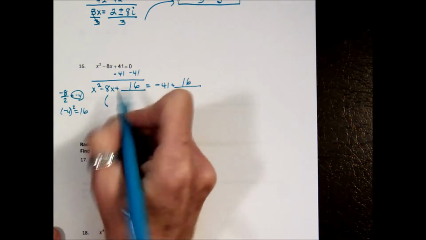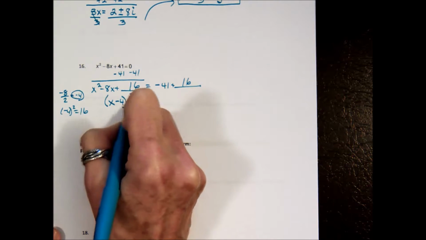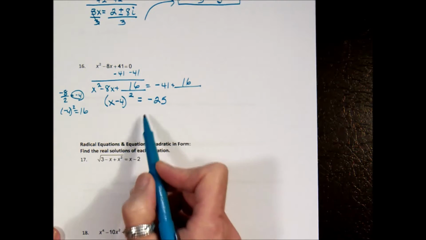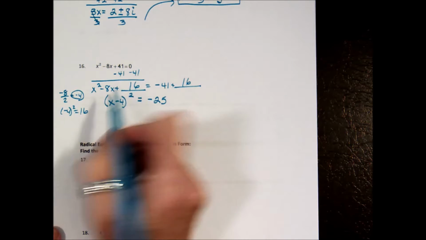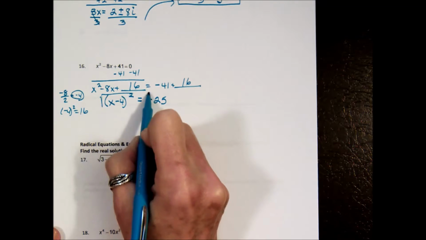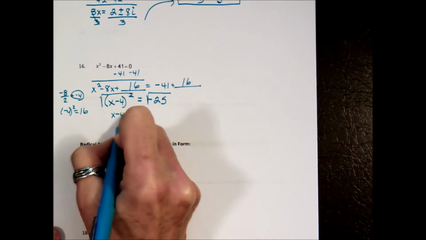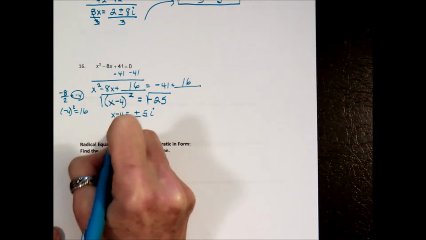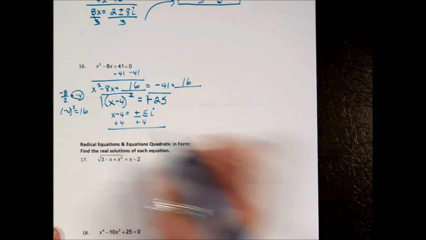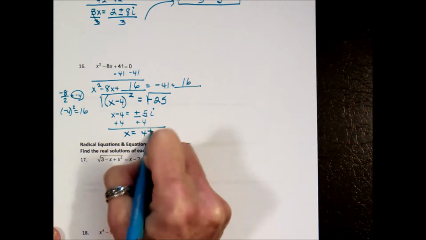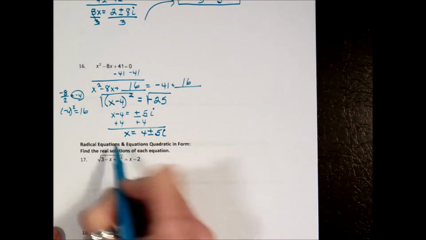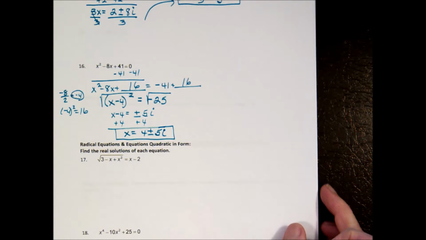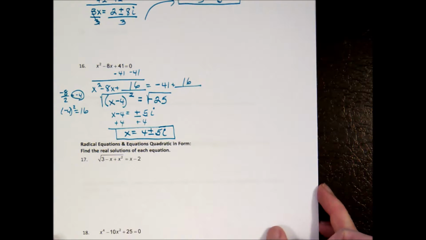This side factors to x minus 4 squared. This side makes a -25. And now I'm right back to where I was in the one above. I'm now going to take the square root of both sides. So x minus 4 equals plus or minus 5i. Add my 4 and I have it. x equals 4 plus or minus 5i. That was a great way to solve it. It was the easiest way of all. I know you probably think quadratic formula is easier, but it's not. People make more mistakes with that one.